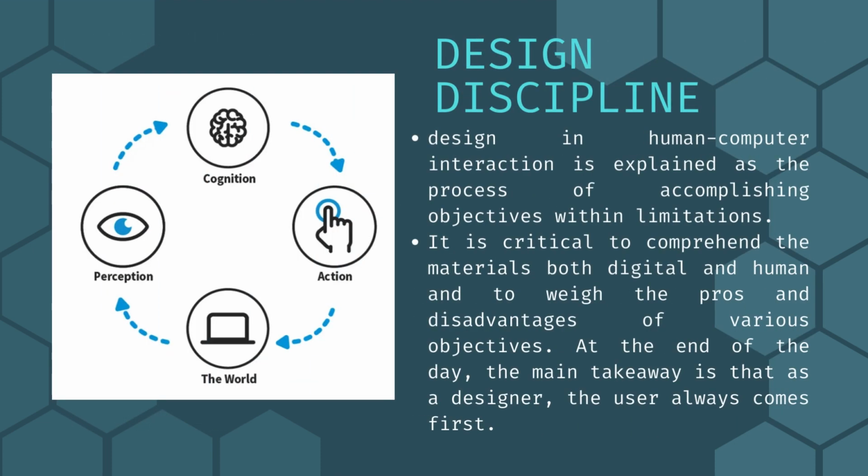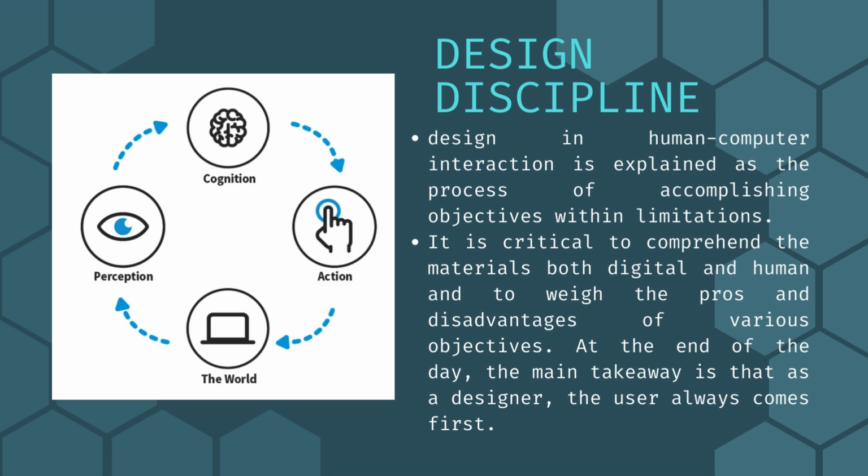And on the computer side, design in human computer interaction is explained as the process of accomplishing objectives within limitations. It entails figuring out the objective, such as satisfaction or productivity at work, and overcoming obstacles such as platform, medium, time, and cost in order to accomplish the objectives.